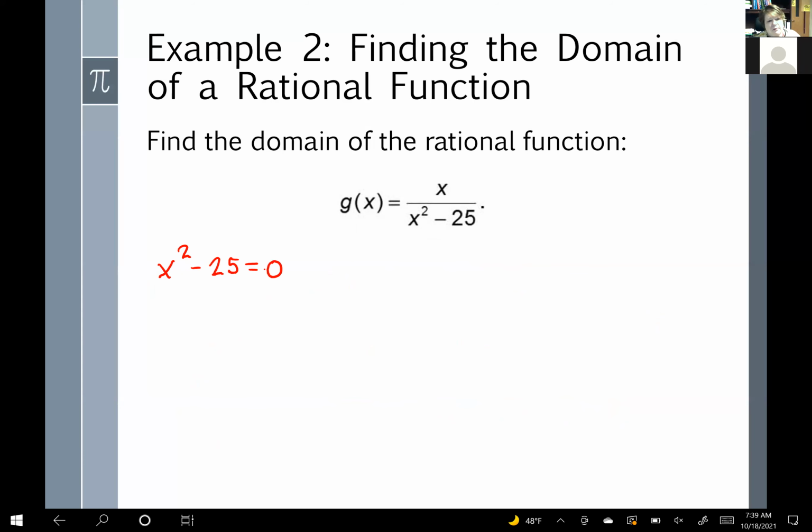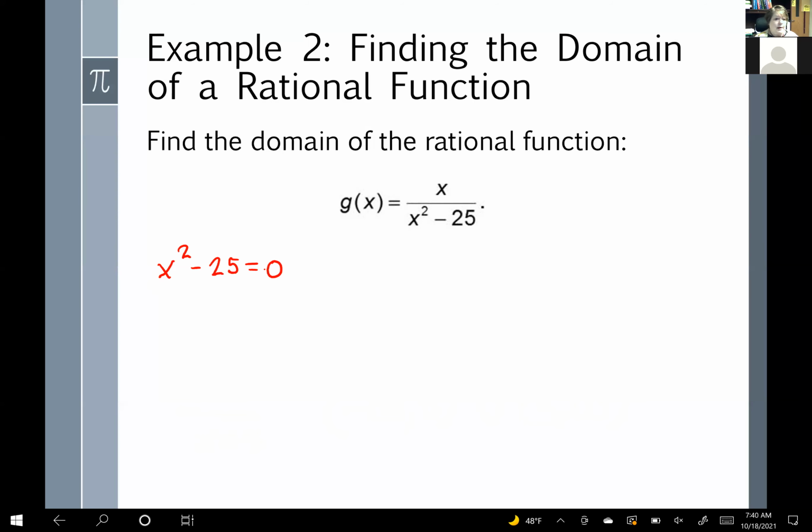And in this case, when we set the denominator equal to 0, we have a quadratic equation. And you can do this a couple of different ways. You can certainly solve that by adding the 25 to both sides and taking the square root. Or you could use the quadratic formula if you were so inclined. It's probably overkill for this particular problem. But I'm going to factor it.